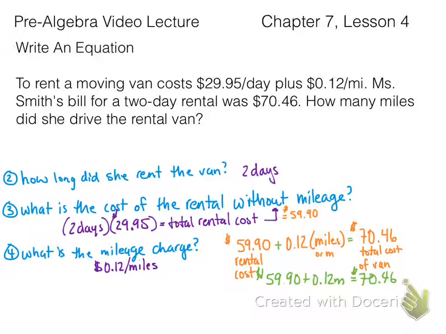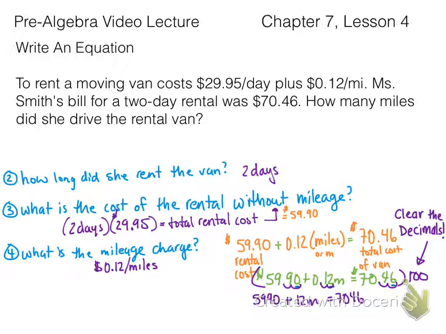So, as you guys are familiar with from the previous lesson, it is time to clear the decimals. So we're going to multiply this whole thing by 100, because that is the largest place value. All of these have to the 100th place value. So we're going to multiply everything by 100, which is the equivalent of just moving the decimal 2 places to the right. And again, this is going to clear the decimals. $59.90 becomes 5,990. 0.12 or 12 cents becomes 12M. And 70.46 becomes 7,046.